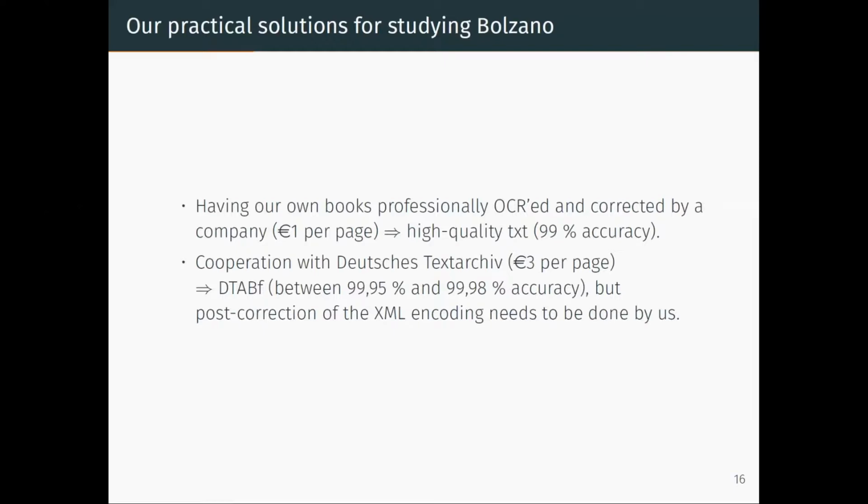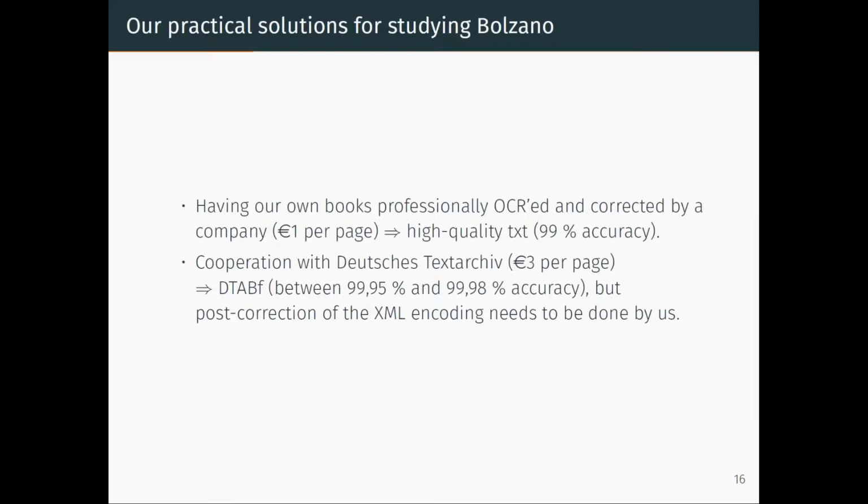Yes, we are doing very well applying the text. These meanings are very important, so if the words are not recognized correctly, then we have a problem. So another solution is the cooperation with the Deutsches Textarchiv, which has a format that works very well for us, specifically for historical text.